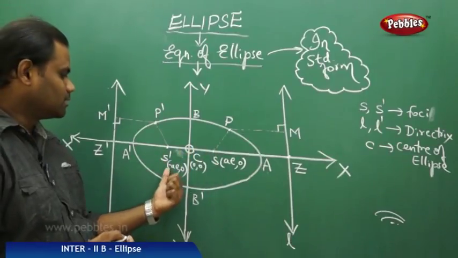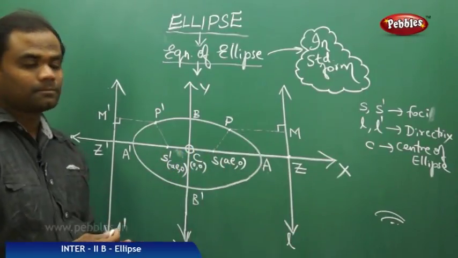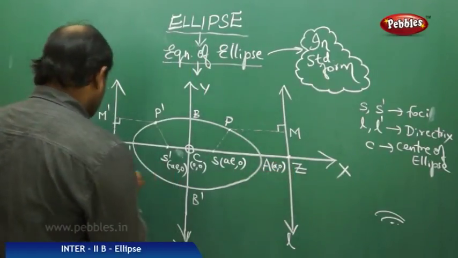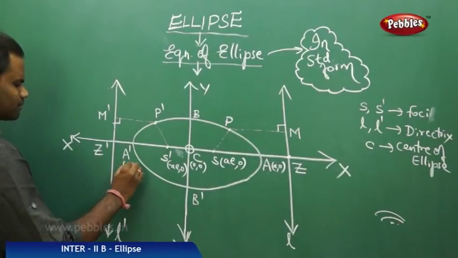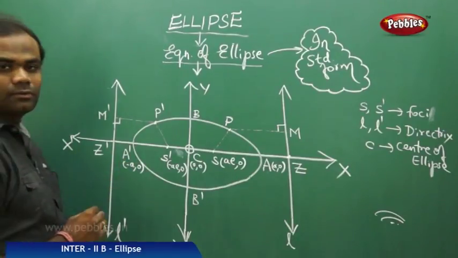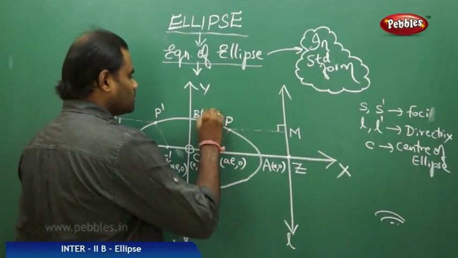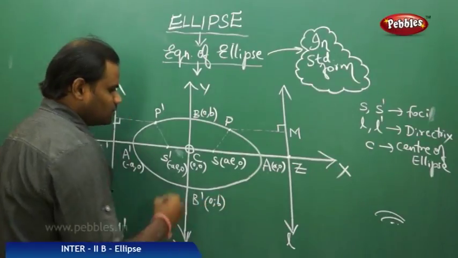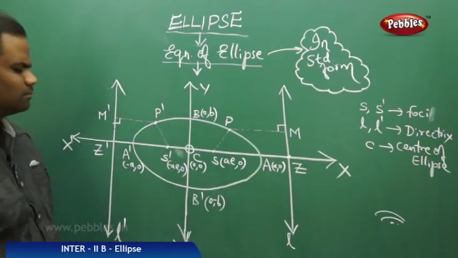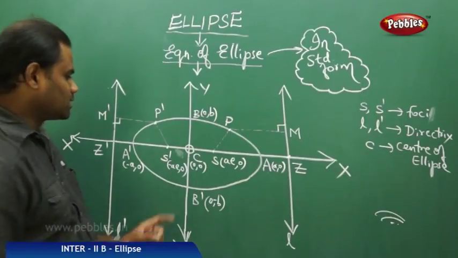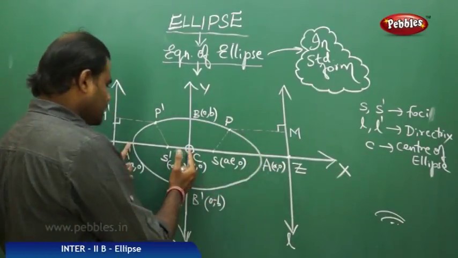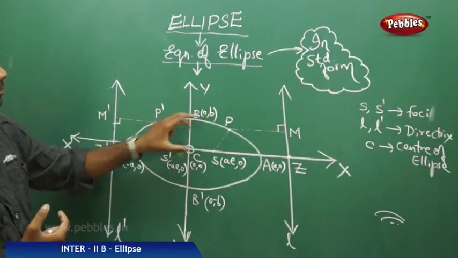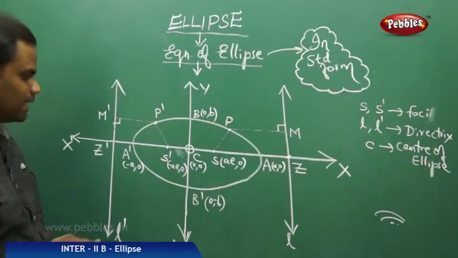On the negative side, this will be minus AE, 0, and the coordinates of A are (A, 0), and the coordinates of A dash are (minus A, 0), and the coordinates of B are (0, B), and the coordinates of B dash are (0, minus B) because it's on the down. So this makes me understand that CA is A and CA dash is also A, that is negative side of A, and CB is B and CB dash also is B, as I can see.